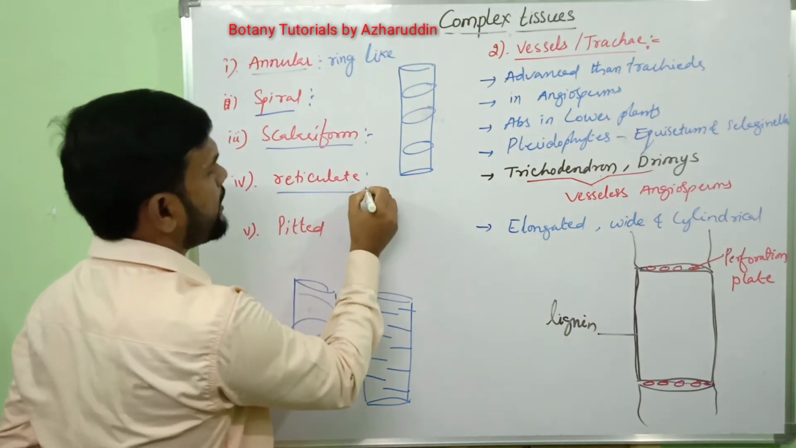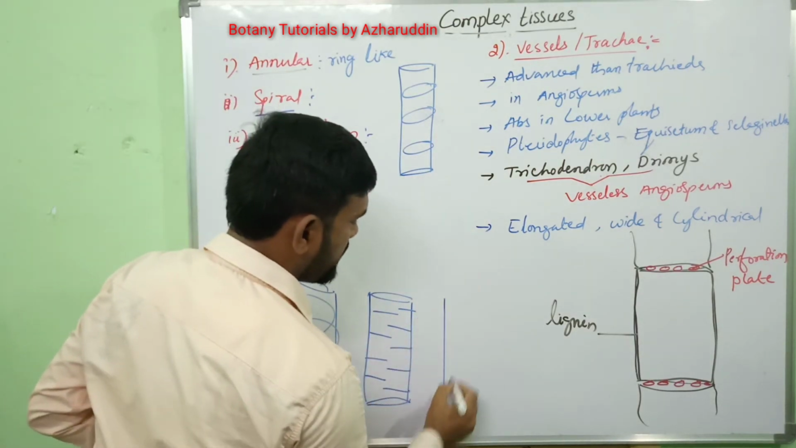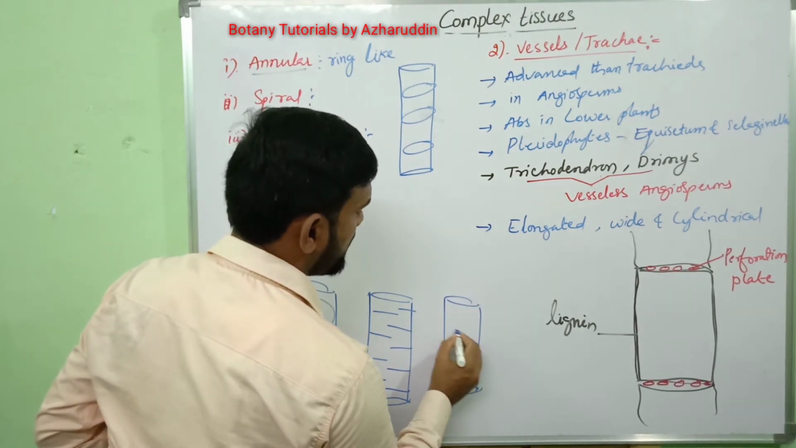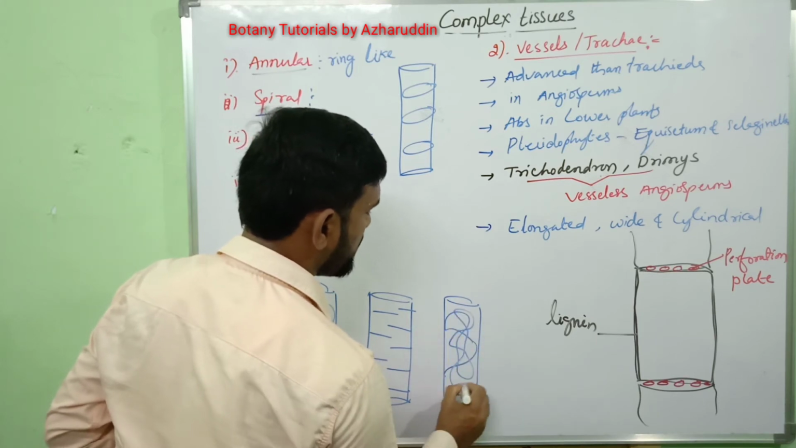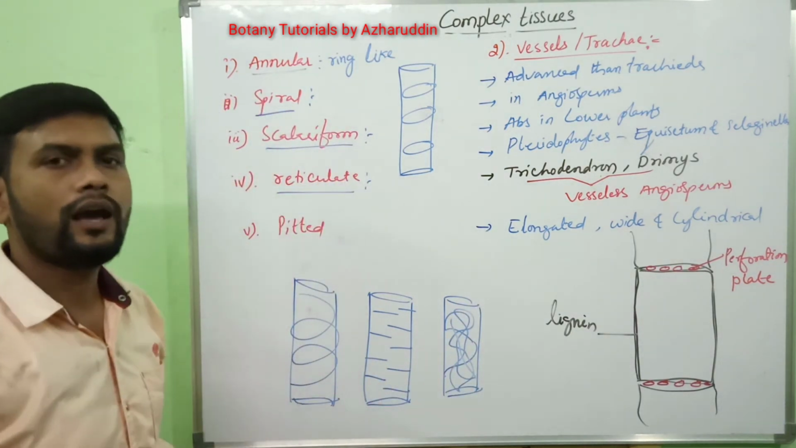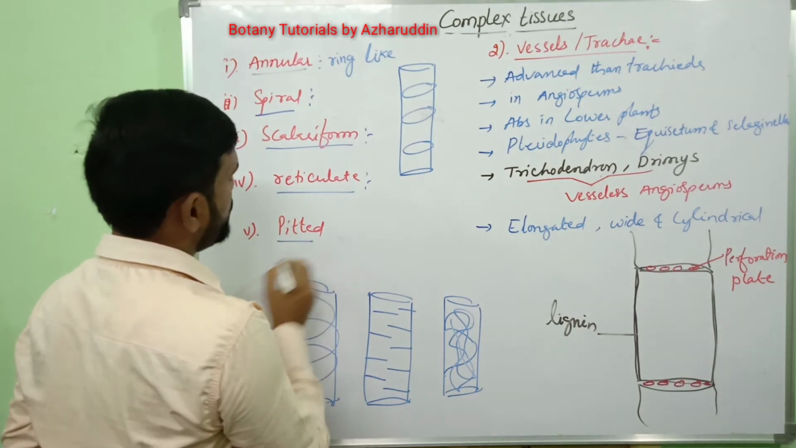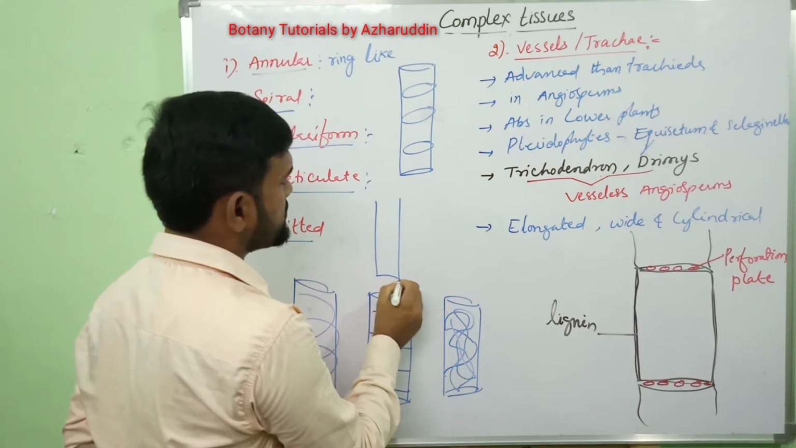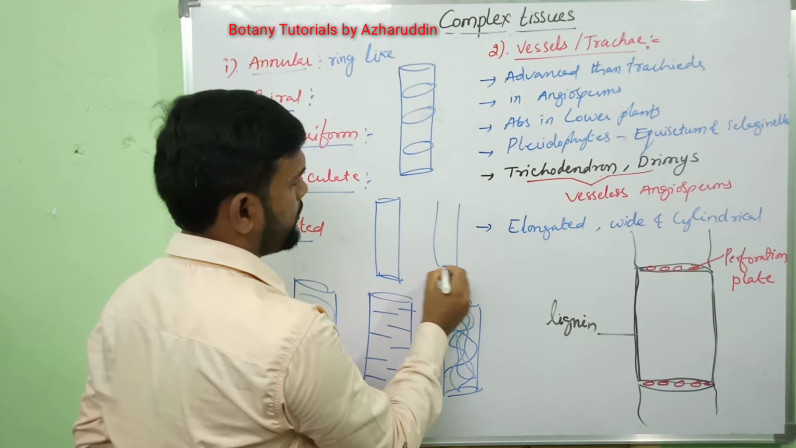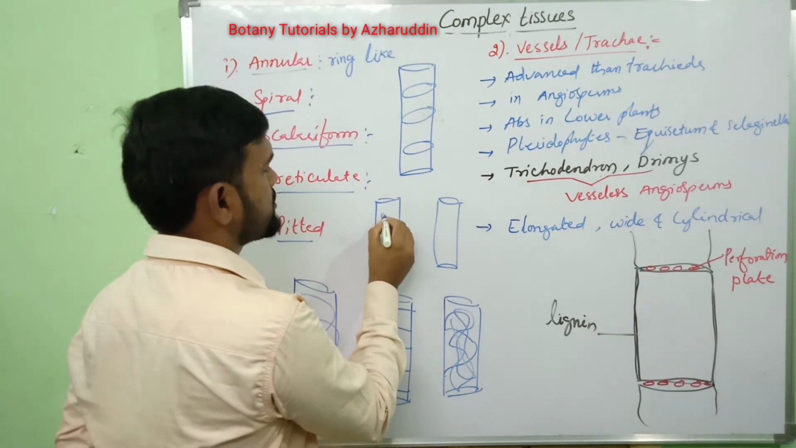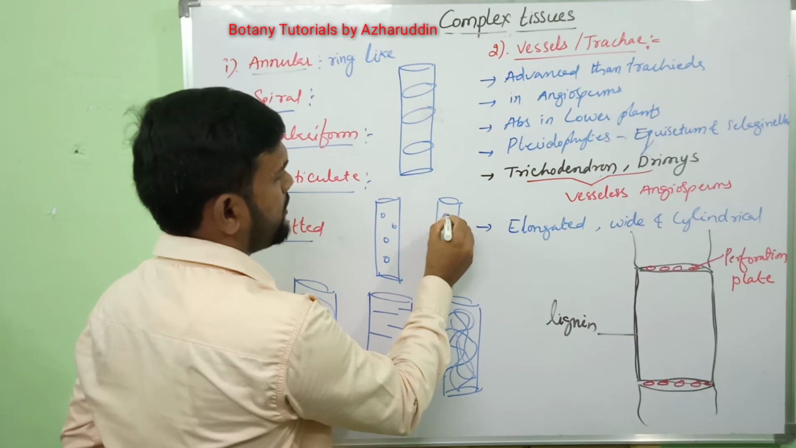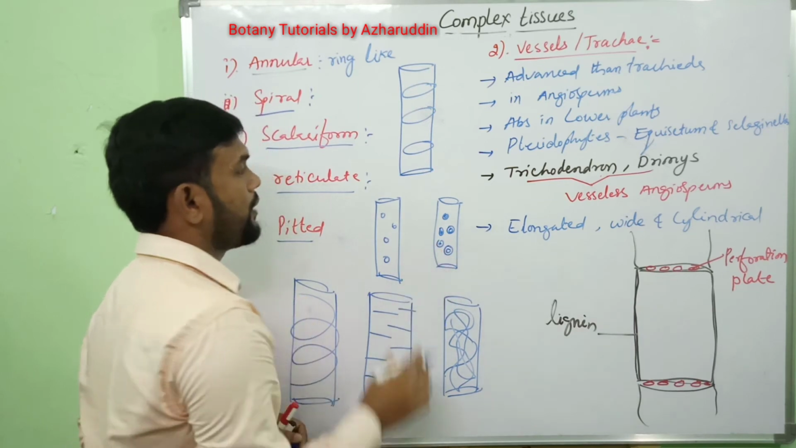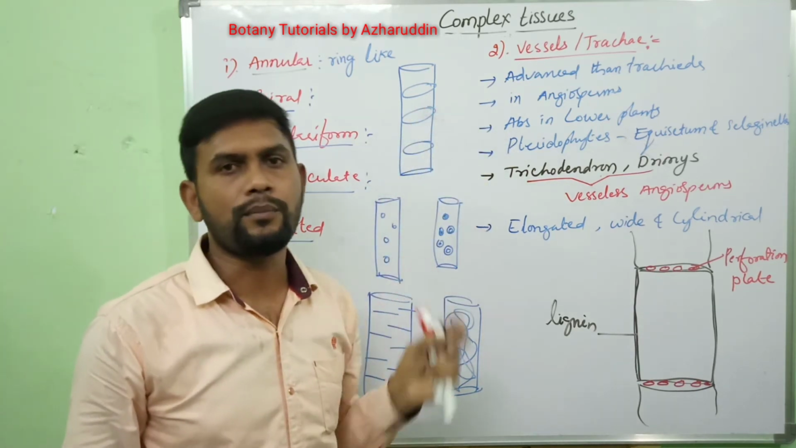Next, the fourth one, reticulate thickenings. This is a vessel. In the vessel, thickenings appear like a network. Such thickenings are called reticulate thickenings. Next, the fifth one, pitted thickenings. The thickenings may be simple pits or bordered pits. These are the simple pits and these are the bordered pits. I will explain what simple pits and bordered pits are after completion of complex tissues.